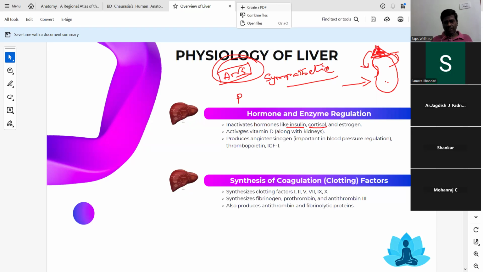So this liver activates the vitamin D. Of course, kidneys are also involved in this, and estrogen is also involved in this. Estrogen is also controlled by the kidney, even though the estrogen is produced from the ovary. The ovary is controlled by the kidneys.